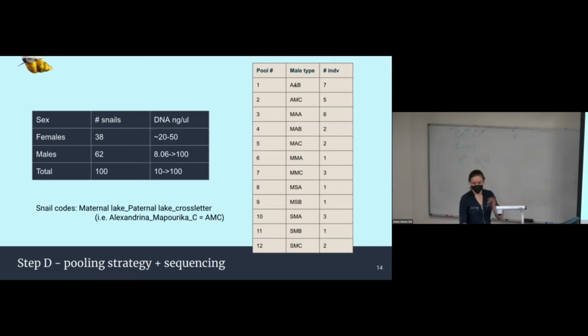So with my pooling strategy, I'm pooling by parents and cross number, right? Because we did each cross a number of times. So this is my notation strategy for that. Basically, we're starting with the maternal link, then the paternal link, and then the cross letter. And it's cross A, cross B, cross C. So over here, I have AMC. That's Alexandrina as the maternal link, Maurika as the paternal link, and it's cross C. And so this is how we pool them. We pool them by the cross and who their mother is. And these are the individuals that I got for each of these male crosses, which is one that we've seen.